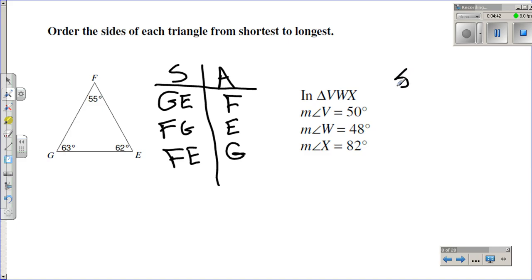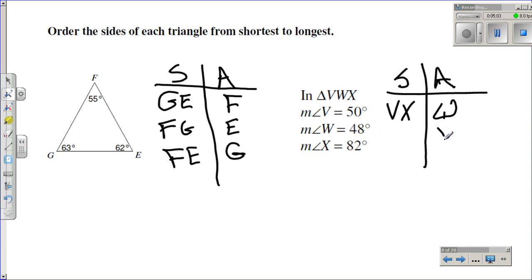Let's do this one. We have sides, angles. We're going from shortest to longest. So the smallest angle is W. What two letters are missing? V and X. The next smallest one is 50, which is V. What two letters are missing? W and X. And then the last one we have X. What two letters are missing? VW. And now my sides are listed from smallest to largest.